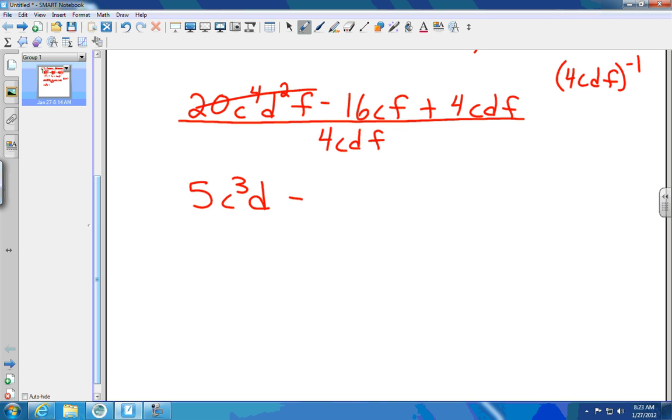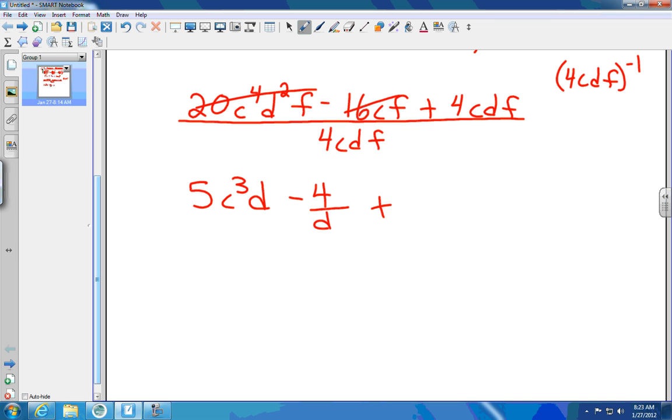Minus 16 over 4 is 4, C over C, and then look at the D. Where's the D at? In the bottom only, so it has to stay down there. You don't have any D's in the top, so that D, at least anyway, has to stay down there. And then F over F would cancel out, so now you're done with that one as well.